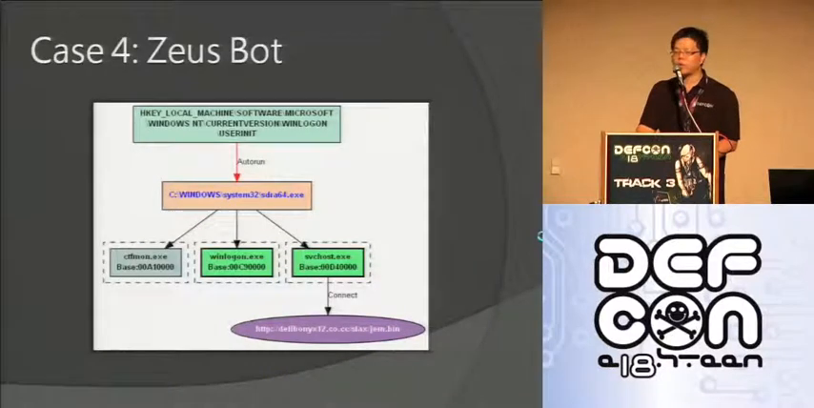The last one would be the Zeus bot. It's also another malware that we studied, and this one is a very famous one as well. You can see that it's trying to use the Winlogon Notify registry key, and then it will infect every process you have on the system, and then it will connect to a CNC server. Then you will become a bot.